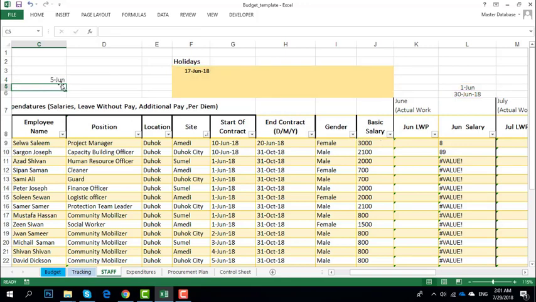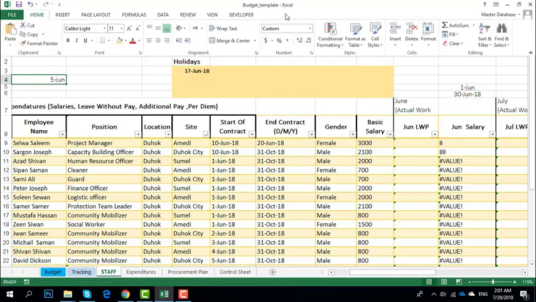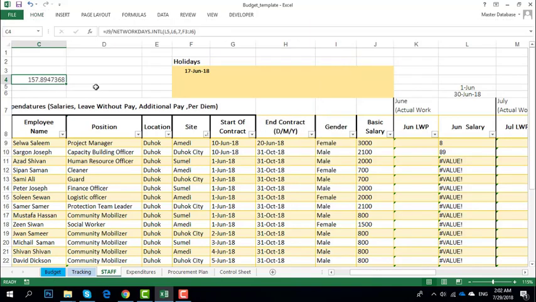Every time we go back to this, what does it mean? How much is her salary per day? Her salary per day is 157. Nice. Now I will multiply the actual days, which is here 8, with the base daily rate for Selwa. So I will just say here, multiply the number. Done. You see, it is the same.